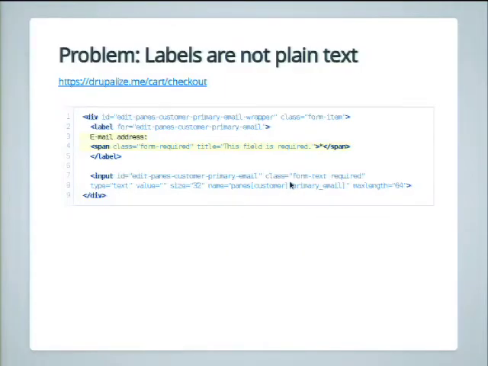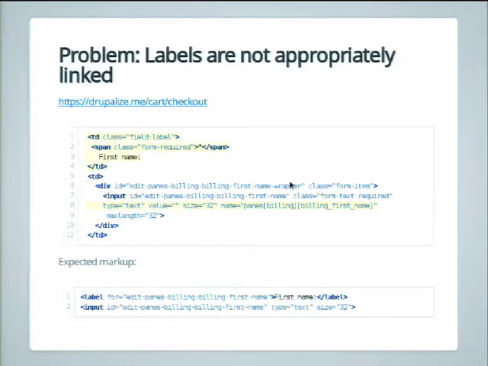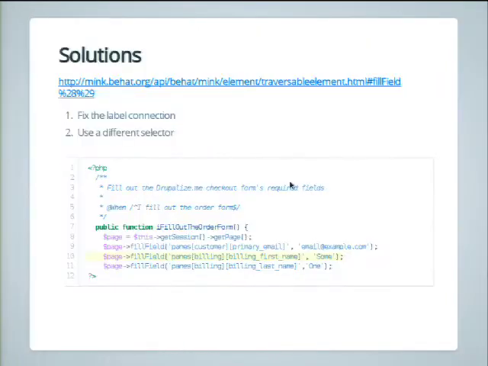Also with Drupal, we'll run into things where the thing that you're trying to match that's visible to the user isn't plain text. We have all of this HTML wrapped in there, and so it doesn't want to match on the basis of that. So another thing is inappropriately linked labels here. It wants it to be linked, but it isn't. There's no label for relationship between those two fields, and what it's really expecting is that the label has the for, and then you have the ID tag, and that's how it knows those two things go together. Again, you can fix the label connection, or you can use a different selector.